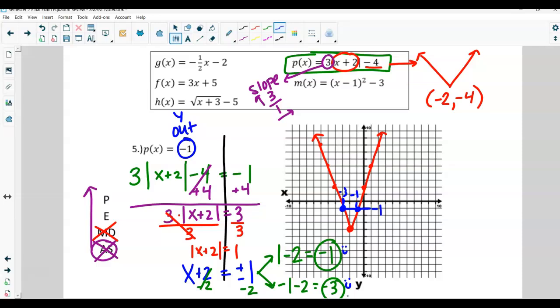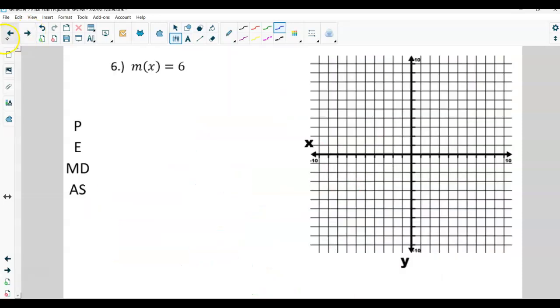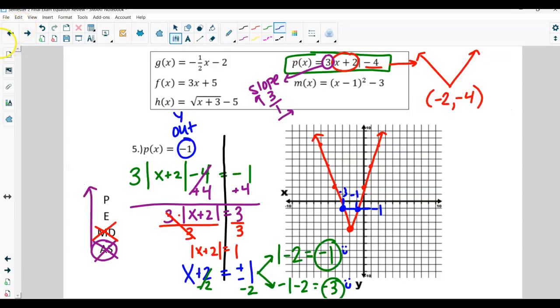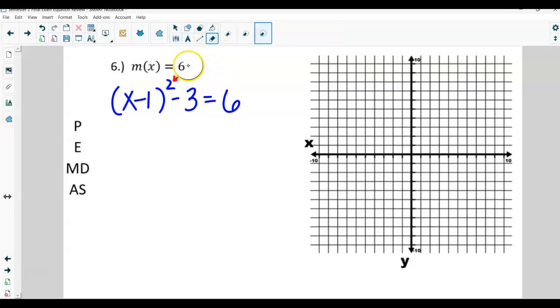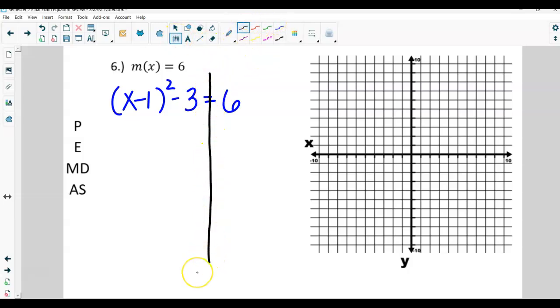Okay, let's see one more. And that is m of x equals 6. Well, our m of x function, when we look back at that, is going to be x minus 1 squared minus 3. And hopefully you're looking at this exponent of 2 and realizing, oh, exponents of 2 make U's. They make the parabola. So in a moment when we graph, it will be a parabola. But let's solve with our reverse PEMDAS first.